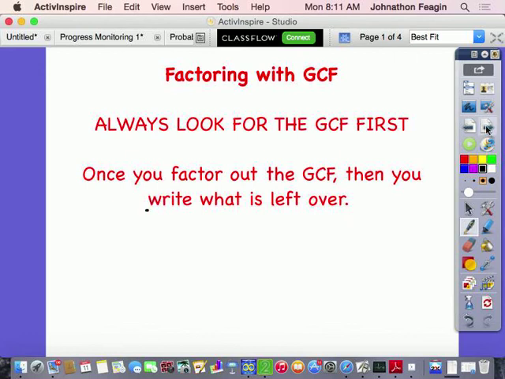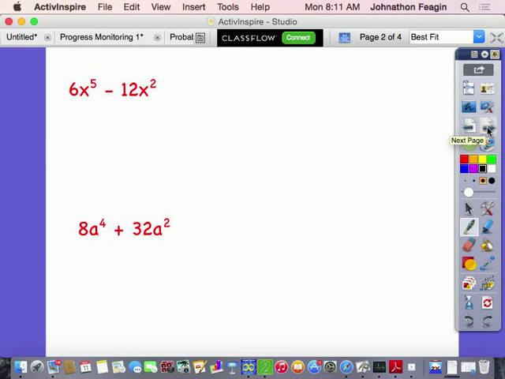And the greatest common factor is basically, again, what does every single term have in common? What's the greatest thing, number, variable, that each term has in common? So in this case, we'll look at this 6x to the fifth minus 12x squared. We'll look at the numbers first. We have 6 and 12. What is the greatest common factor that 6 and 12 have in common? Well, hopefully you'll say that it's a 6, okay? Because think about it. 6 divided by 6 is 1, and 12 divided by 6 is 2. Okay, so 6 is a factor of both 6 and 12.